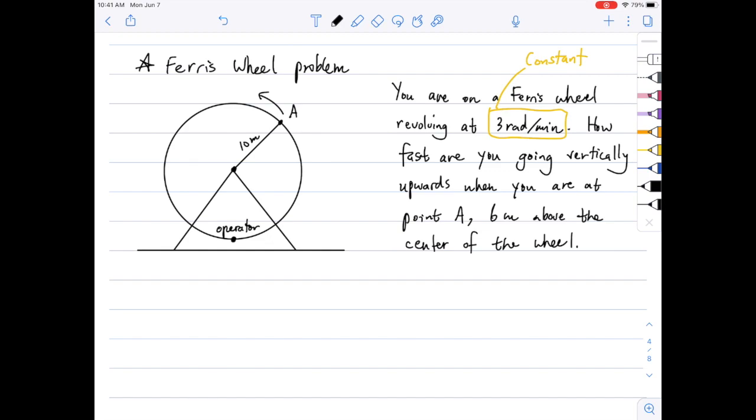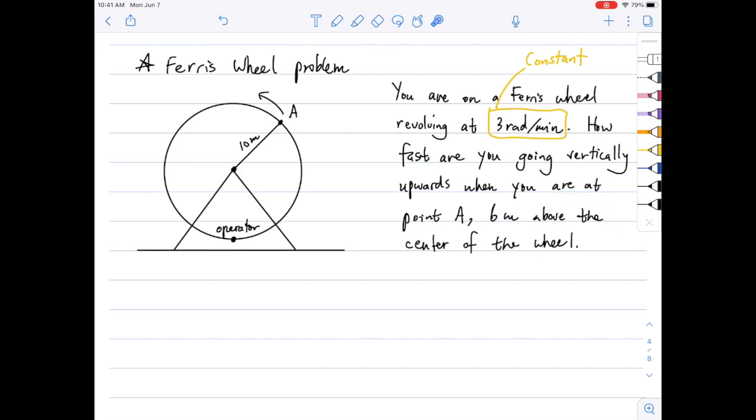Okay, so it says, how fast are you going vertically upwards? It's not ambiguous, but it's also not clear. They want you to figure out how fast you're going vertically upwards, whatever that means, when you are at point A. So this is point A here, and point A is 6 meters above the center of the wheel. So this value is going to be important, the 6 meters above the center of the wheel. This is the instant at which you're finding the rates.